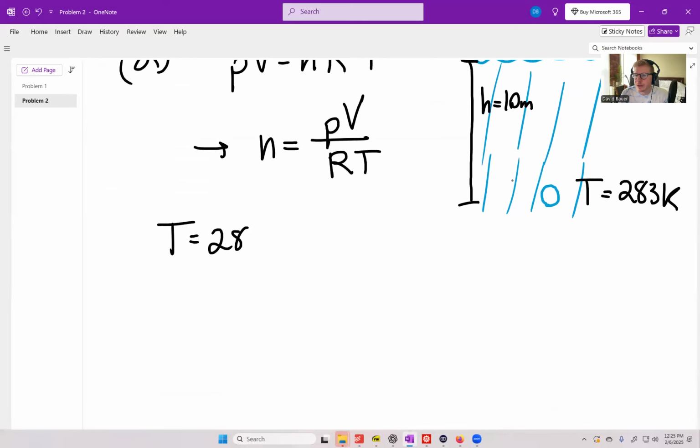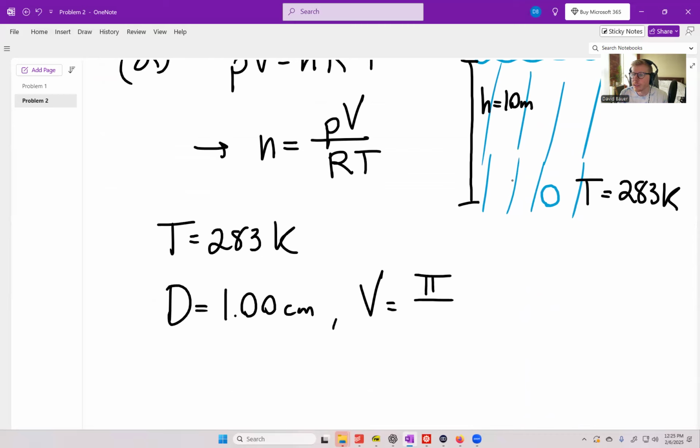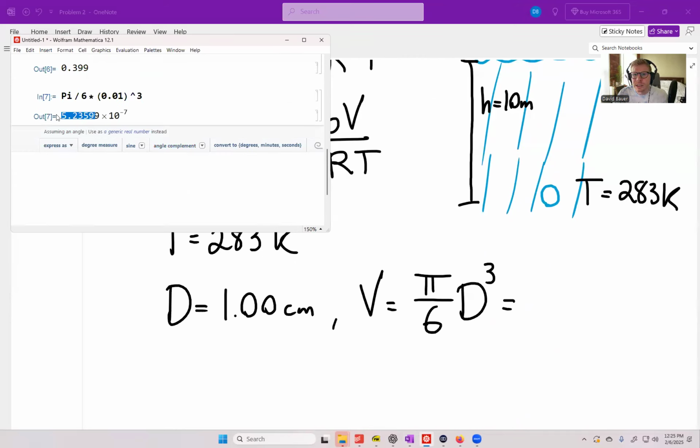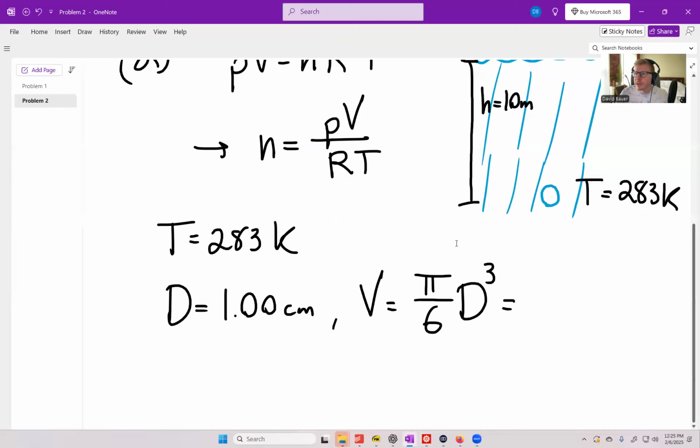I've got T is 283 Kelvin, V, okay, my diameter is 1 centimeter, my volume is pi over 6 d cubed, so let's calculate that. So about 5.24 times 10 to the minus 7 cubic meters.